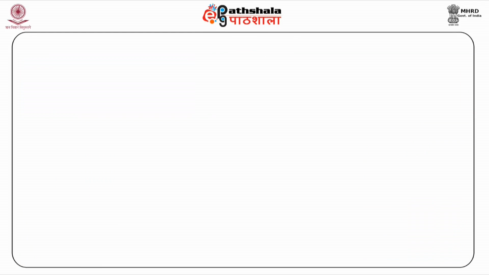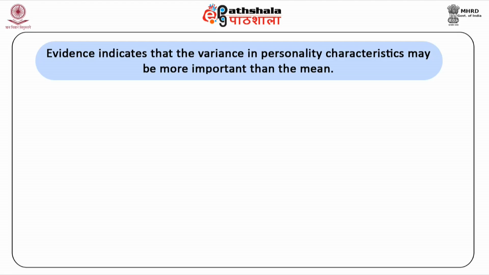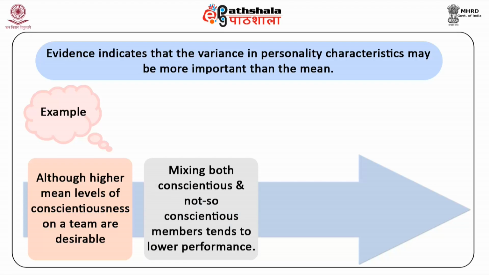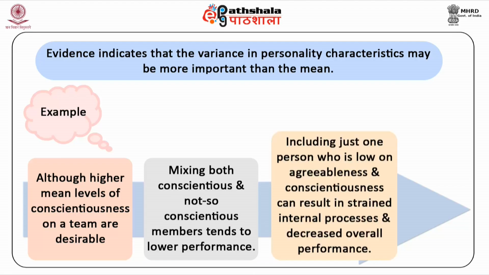Very interestingly, the evidence indicates that the variance in personality characteristics may be more important than the mean. So, for example, although higher mean levels of conscientiousness on a team are desirable, mixing both conscientious and not so conscientious members tends to lower performance. Including just one person who is low in agreeableness, conscientiousness, or extroversion can result in strained internal processes and decreased overall performance.